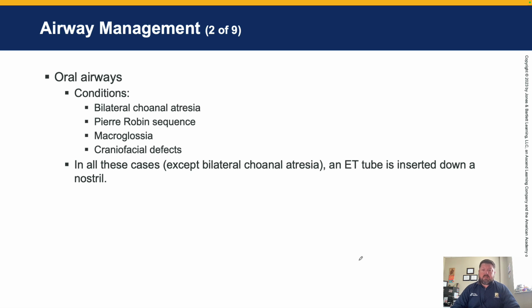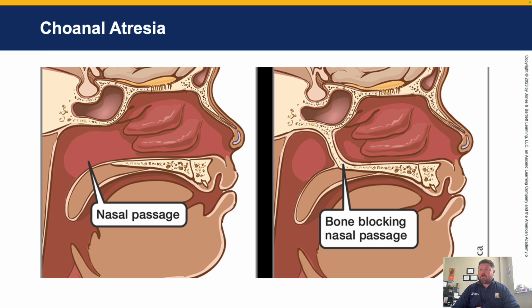In all of these cases, except for bilateral choanal atresia, an ET tube is inserted down a nostril. With bilateral choanal atresia, a bony or membranous obstruction of the back of the nose causes the inability to insert an ET tube through the nostril. The Pierre-Robin sequence is a series of developmental anomalies that include a small chin and a posteriorly positioned tongue. This is choanal atresia. If you notice in a newborn with this, they have a bony blockage in the nasal passage, so you're unable to insert anything that way.